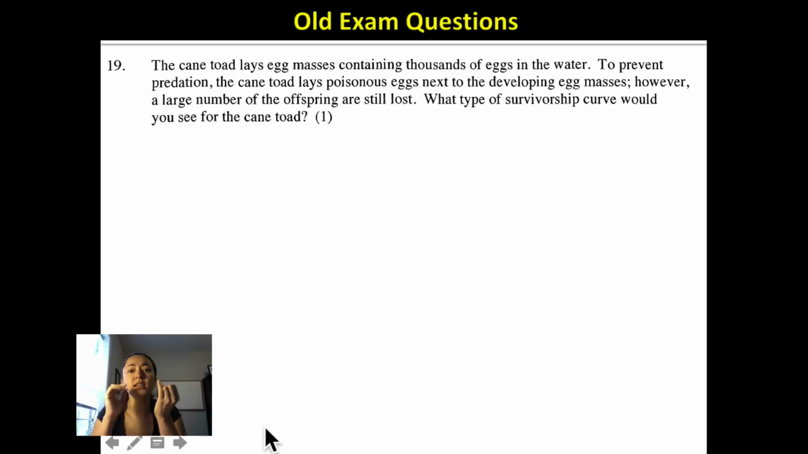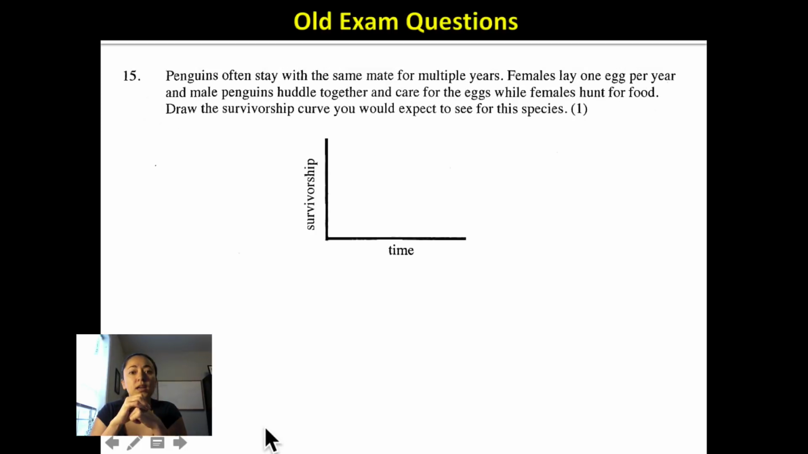Well, here we can see that the cane toad produces a lot of young. Very few of them survive, so that means there's a very low survivorship of the young in this population, so that is typical of a type 3 survivorship curve. If the question is asking you what type of survivorship curve, make sure you state 1, 2, or 3; you won't get credit for drawing the survivorship curve. In this case, they're asking you to draw it, so here you would want to draw this out.